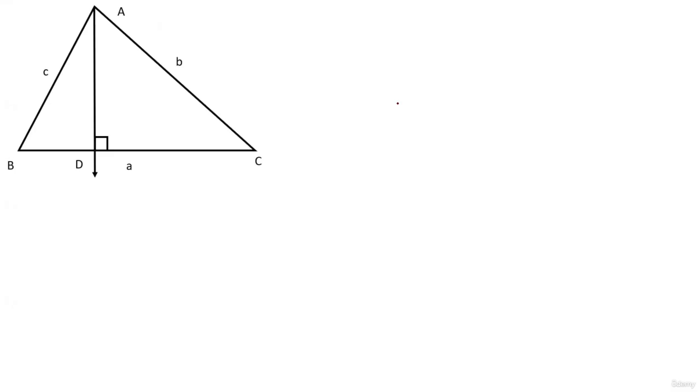Now we have a right angle triangle here. Actually, I have triangle ABC, and we have basically constructed the right angle triangle by dropping a perpendicular on side BC. So AD is perpendicular to side BC. Now, guys, we have seen this convention before.